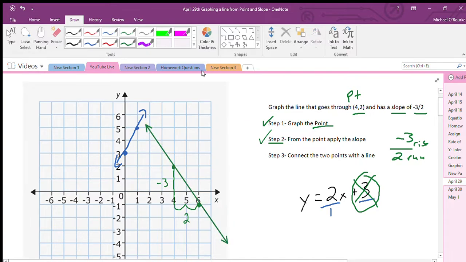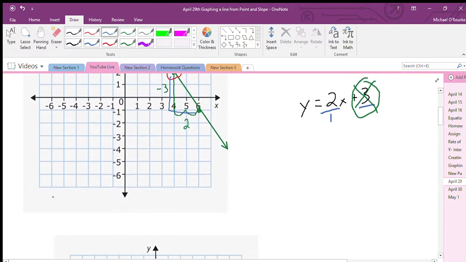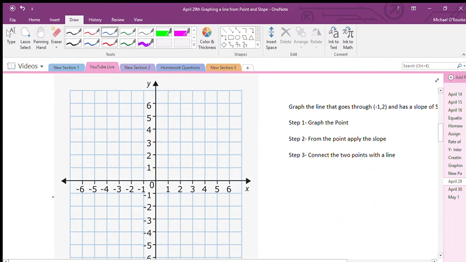So first step, graph the point, which was right here. Second step is graph the rise over run. And the third was drawing a line. So let's practice this. So here we go.